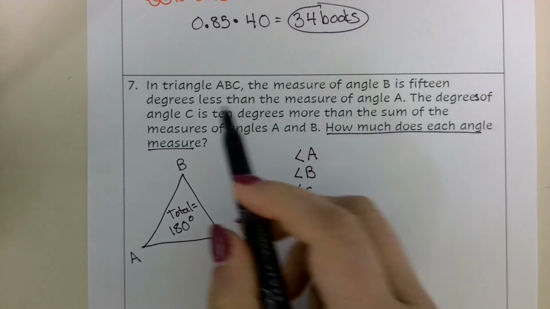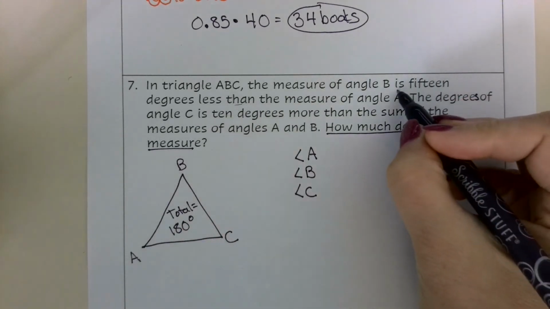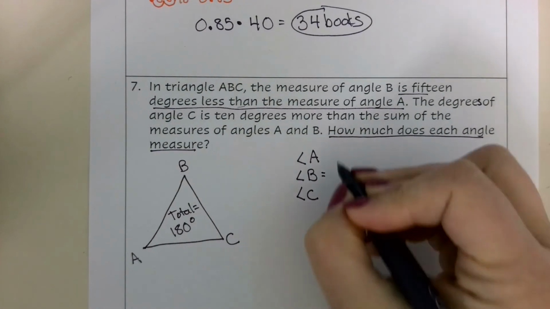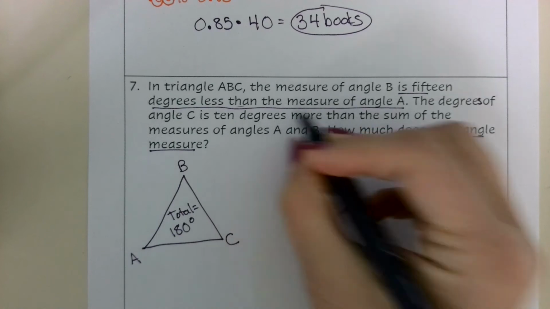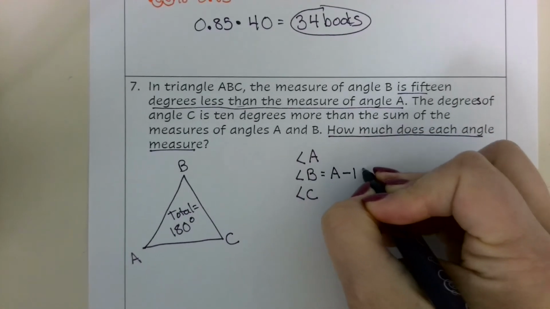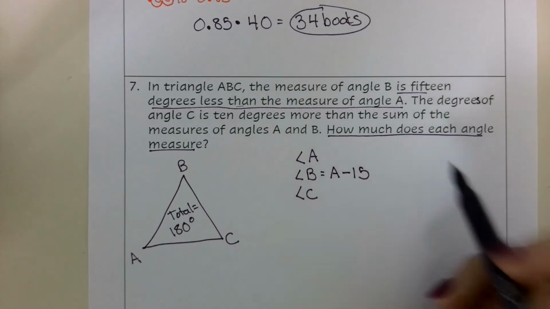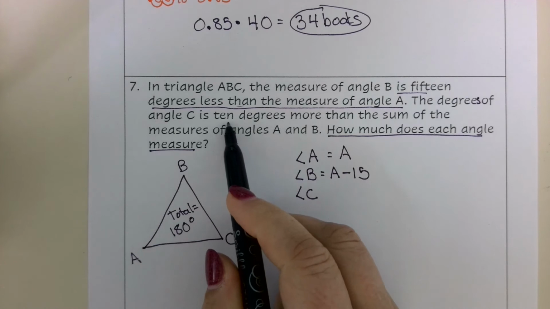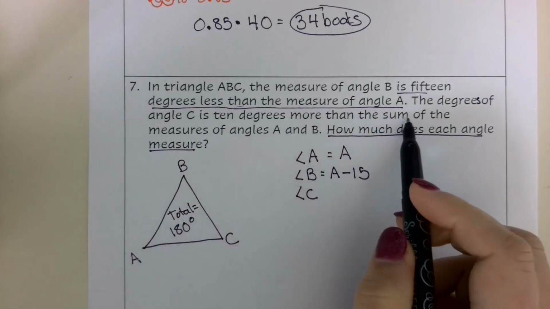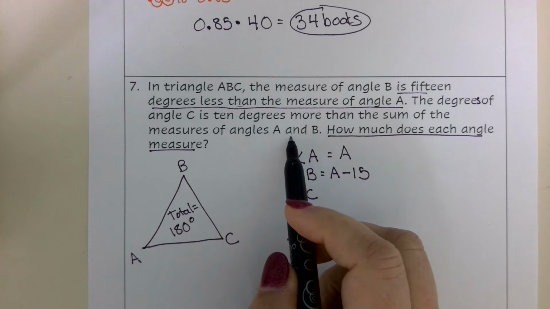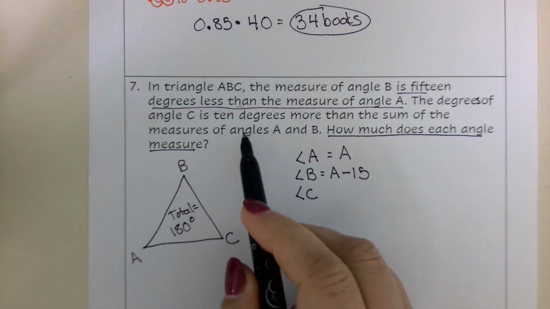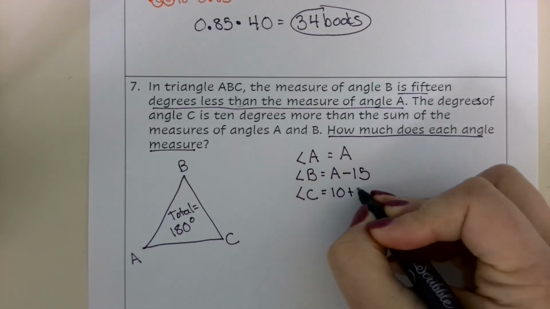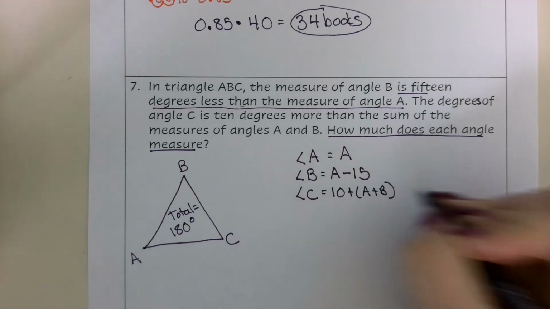Now, angle B is written in terms of angle A in this description, 15 degrees less than the measure of angle A. So I know that angle B is 15 degrees less than A, so A minus 15. Let's look at angle C. So it's looking like angle A is going to be my winning angle here. The degrees of angle C is 10 degrees more than the sum of the measures of angles A and B. So angle C is written in terms of A and B, but we can make that work. Let's just write it that way first. It's 10 plus the sum of A plus B.